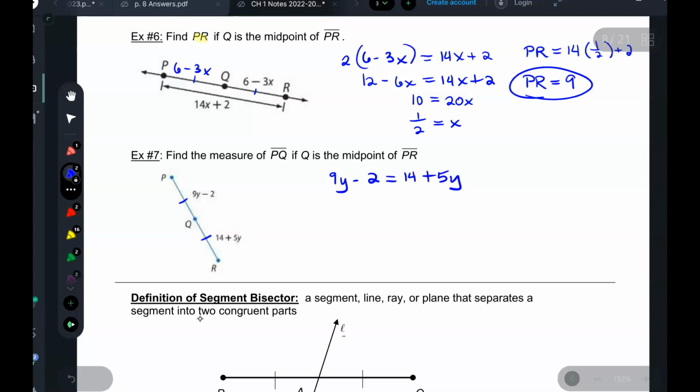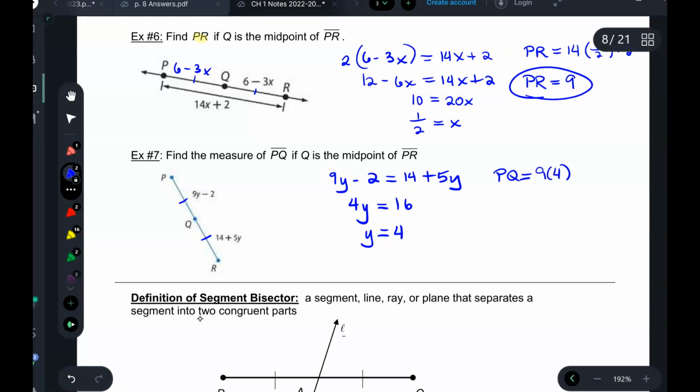Okay, so I subtract 5y from both sides, we get 4y, add 2, we get 16. y equals 4. Don't stop at the variable. What are we trying to find? We're trying to find PQ, right? So 9 times 4 minus 2, which is substituting it back in. PQ equals 34.